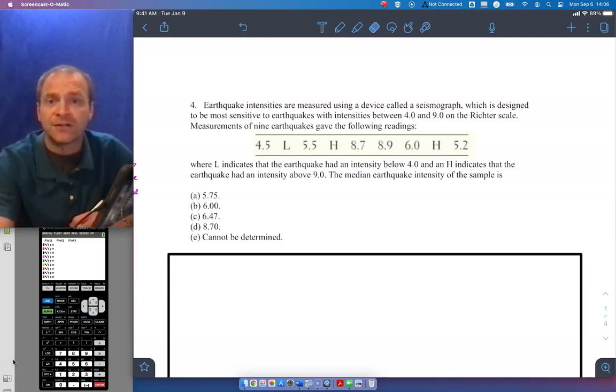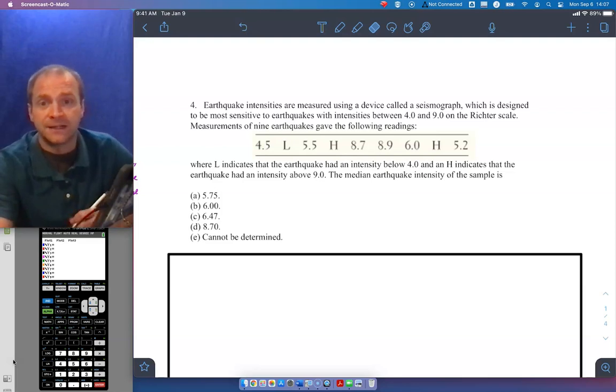Earthquake intensities are measured using a device called a seismograph, which is designed to be most sensitive to earthquakes with intensities between 4.0 and 9.0 on the Richter scale. Measurements of the 9 earthquakes gave the following readings. So there's my table, where L indicates that the earthquake had intensity below 4.0, and H indicates that the earthquake had intensity above 9.0. The median, okay, so now we know what we're looking for.